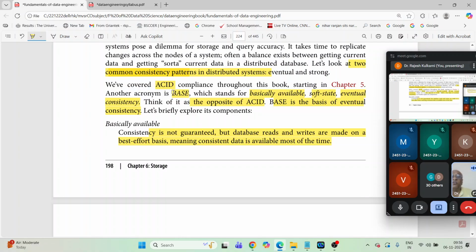So what is the long form of BASE? I'll repeat. The long form of BASE is basically available, soft state, eventual consistency. When I say basically available, it means consistency is not guaranteed. Okay, it will be kind of a best effort basis.